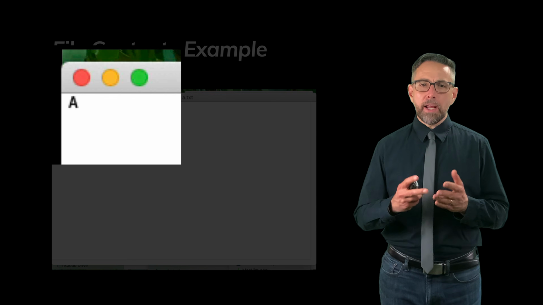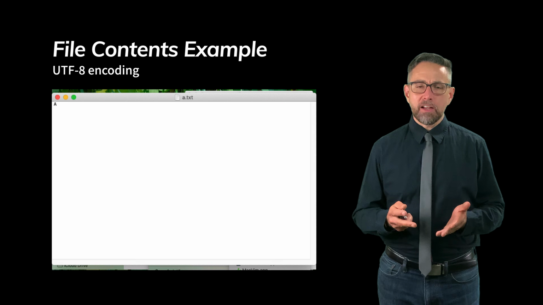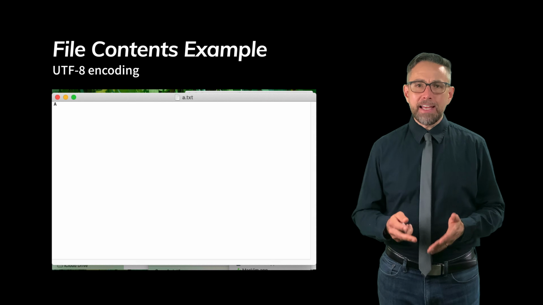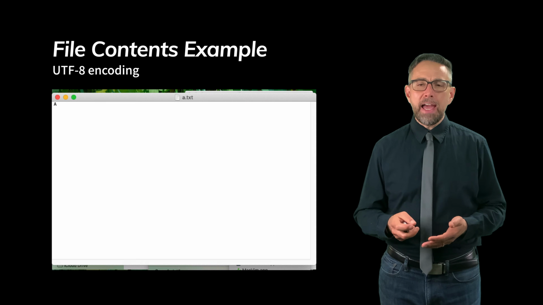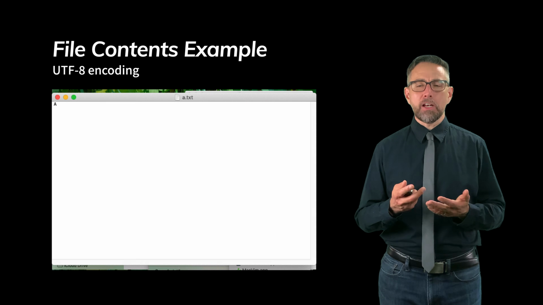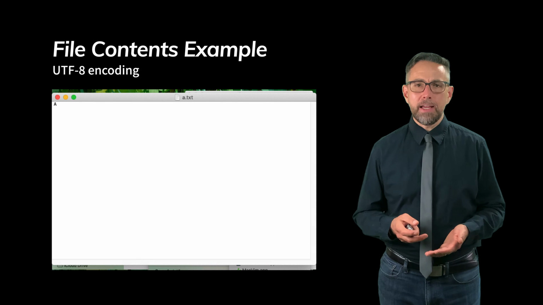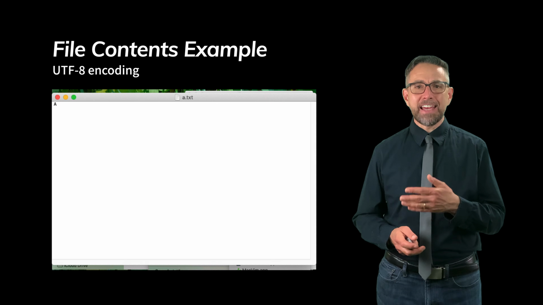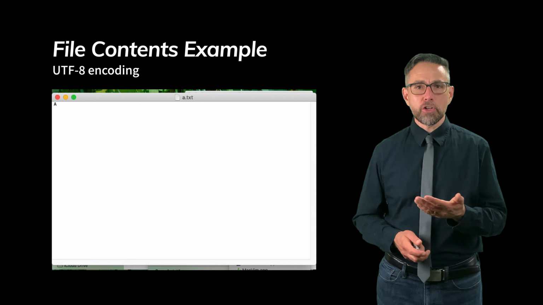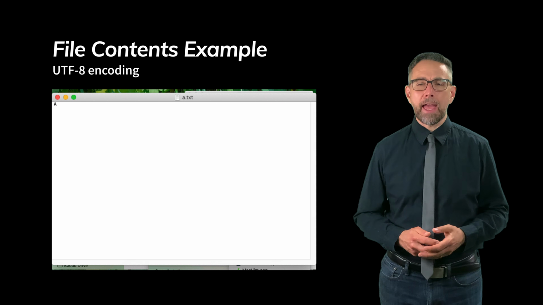Now, when I look at this file in TextEdit, what TextEdit is doing is it's taking the zeros and ones that are in the file itself, and it's presenting it to me in a way that's human understandable. It's taking the zeros and ones and it's showing me a capital letter A because the encoding says that that's what's in it as a capital letter A.